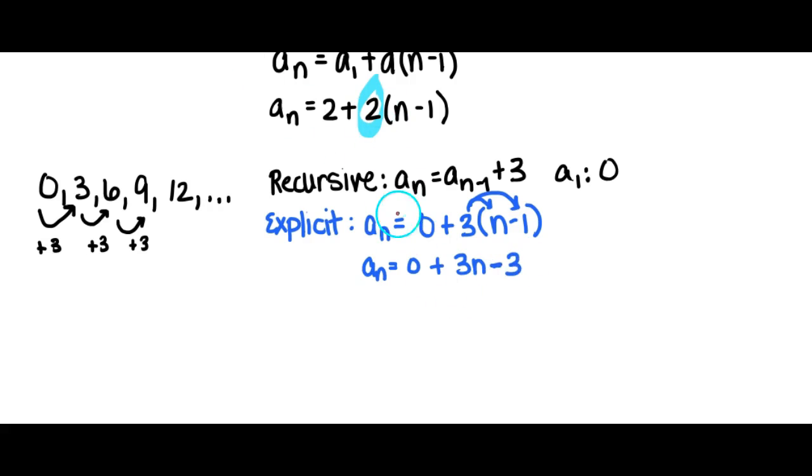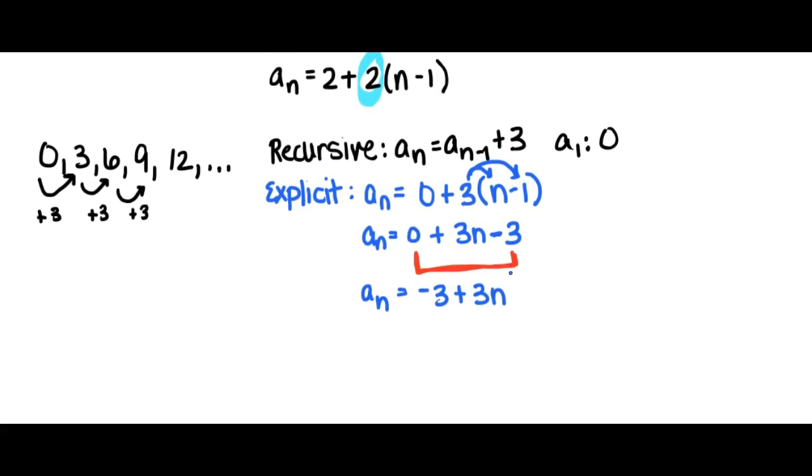Now this is the part that always gets students, so be very careful. We have to combine like terms. So when we do that, you really get a sub n equals negative 3 plus 3n, because 0 minus 3 is a negative 3. Okay, so just be careful.